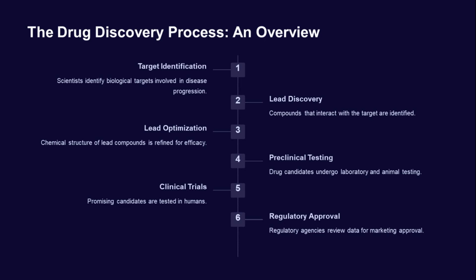The drug discovery process involves several key stages: target identification, lead discovery, lead optimization, preclinical testing, clinical trials, and regulatory approval. Each stage is crucial in refining and validating potential drug candidates.